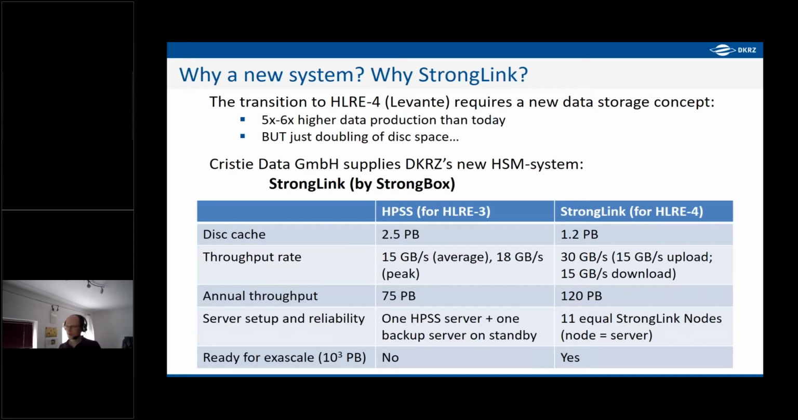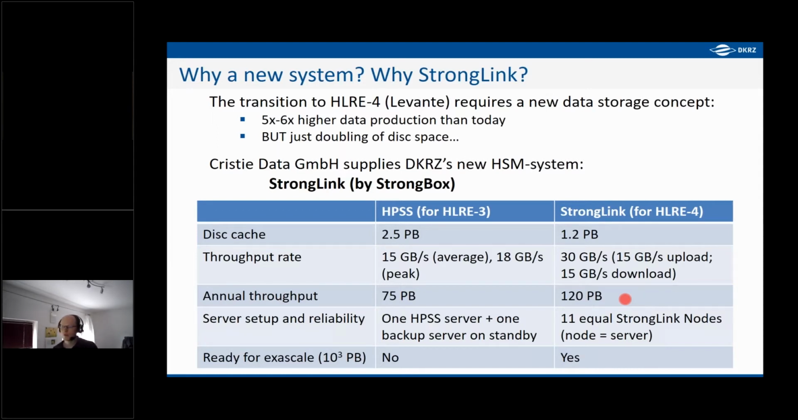Coming back to the system, you have here a table overview of the current HPSS system and the StrongLink system. The disk cache is less, but it's still quite high. The throughput rate will be higher on the new system. We currently expect a doubling of throughput in the next years, but when we look in the direction of exascale computing, it will rise more and more.